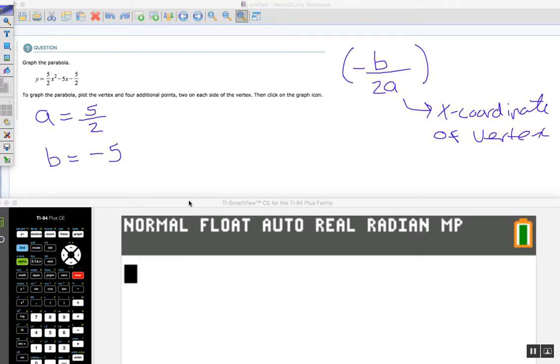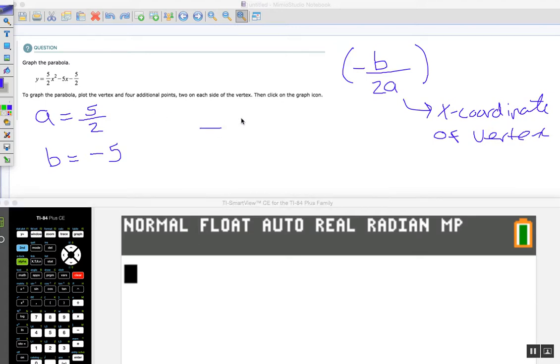Okay, so this question is asking you to graph it by plotting the vertex and 4 additional points. So we're going to start by finding the vertex. To solve for the vertex, we're going to use the formula negative b divided by 2a. That gives you the x-coordinate of your vertex. So a is 5/2, b is negative 5.